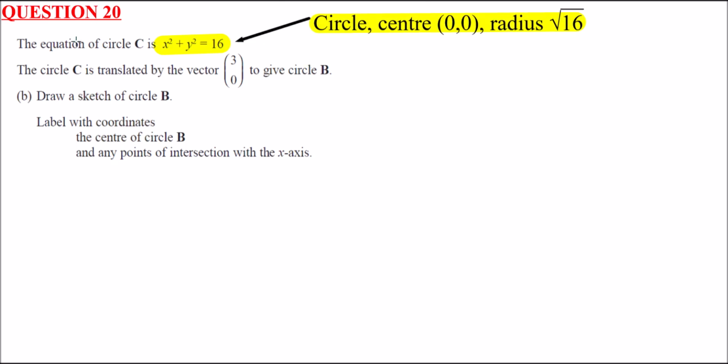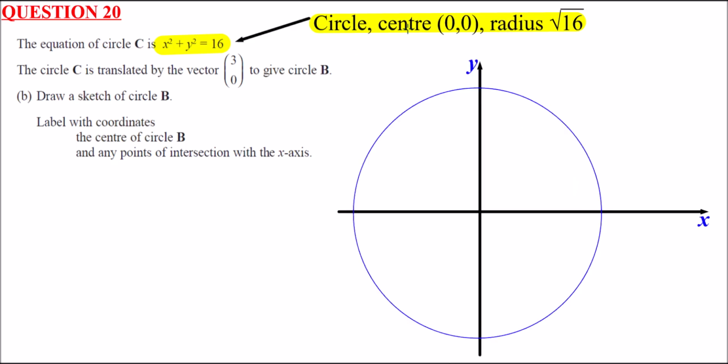So if we imagine this circle being drawn on a coordinate grid now, so here it is. If it's centered at (0, 0), and the radius is the square root of 16, which is 4, then where it crosses the x-axis will be 4 and minus 4, and equally for the y-axis, up here will be at 4, down here will be at minus 4. So we can add these on as well. However, this isn't actually the question. The question is, where does circle C end up if it's translated by the vector (3, 0) to give circle B? So the blue one right now is circle C.